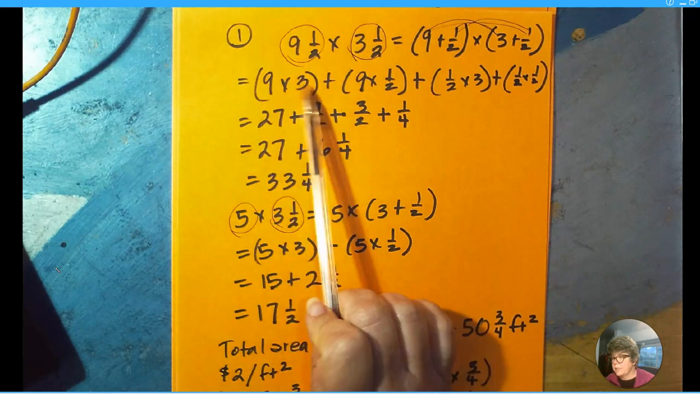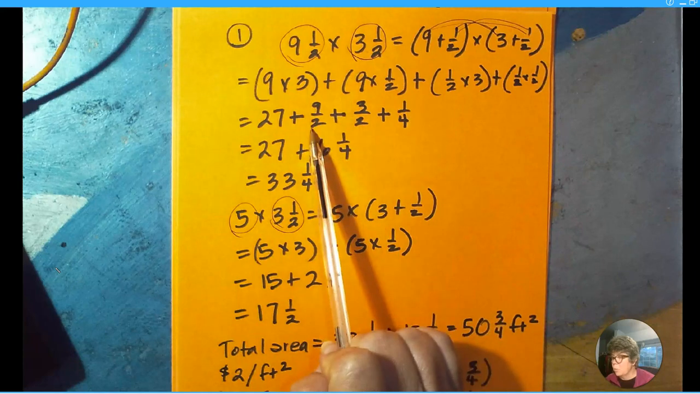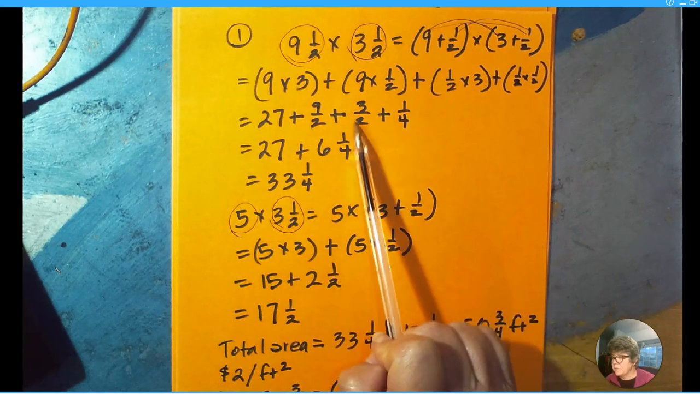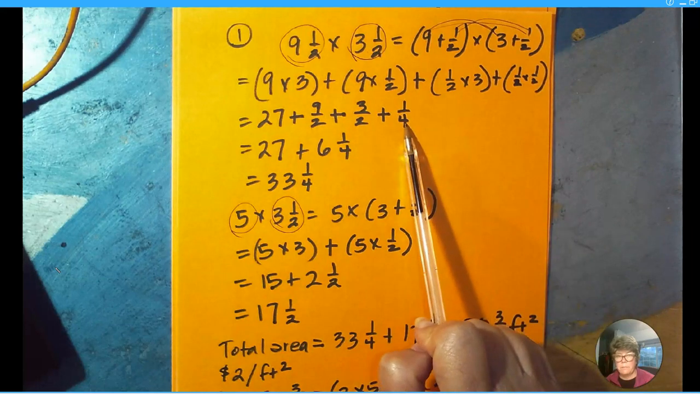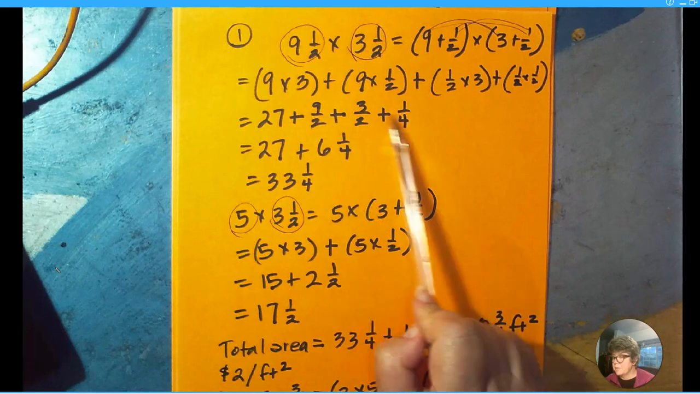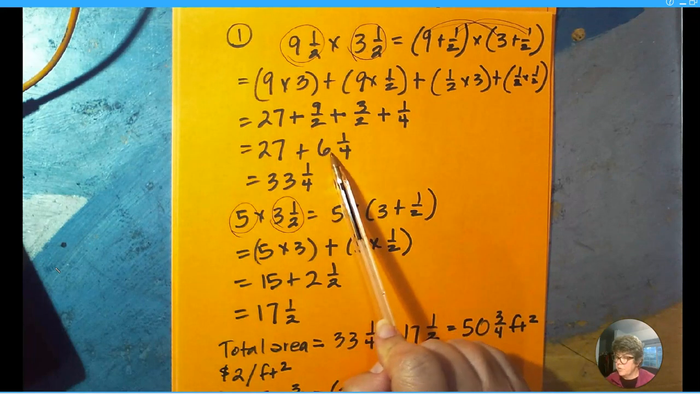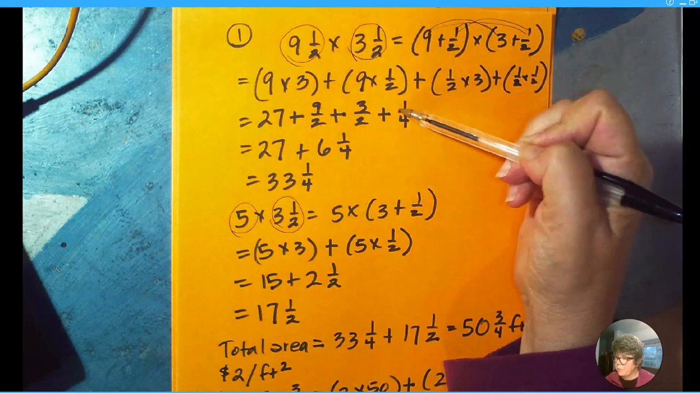9 times 3 is 27. 9 times 1/2 is 9/2. 1/2 times 3 is 3/2. And 1/2 times 1/2 is 1/4. Okay? So we have 27, and then we have 9/2 and 3/2 and 1/4.